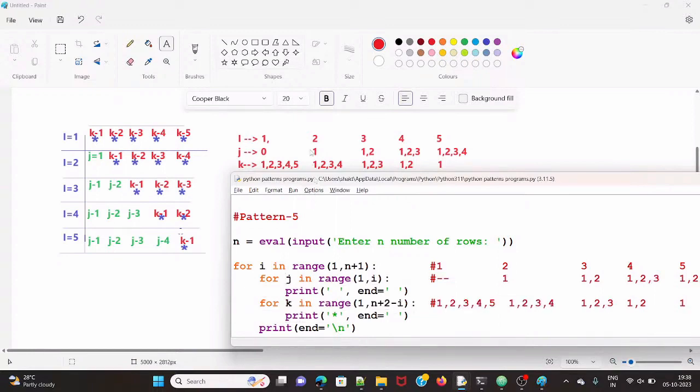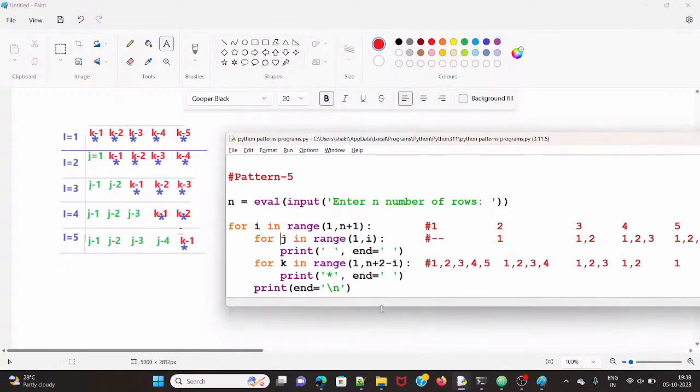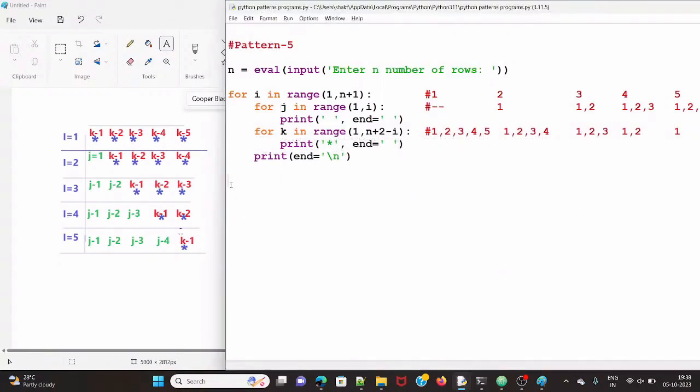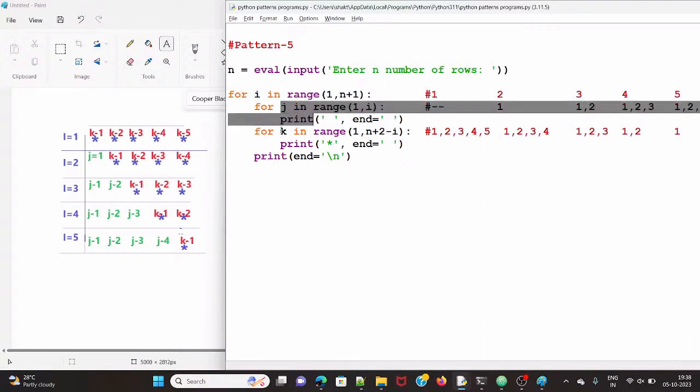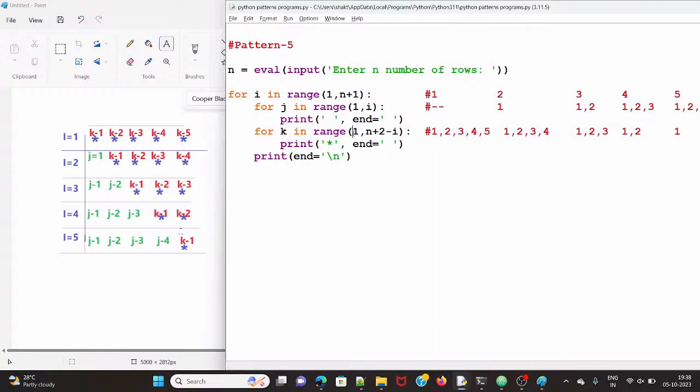Okay, if you want, guys, I'll explain the program again now. All of you observe here. First iteration means what? I value 1. When I value 1, j iterates 0 times, so no space will come. So, here no spaces. Then coming to k. How many times is k iterating here? 5 times. When k is 1, star space. When k is 2, star space. When k value is 3, again star space, same line. When k value is 4, like that, okay?